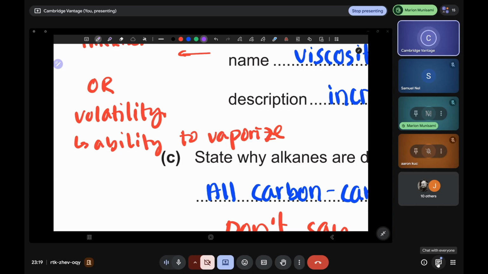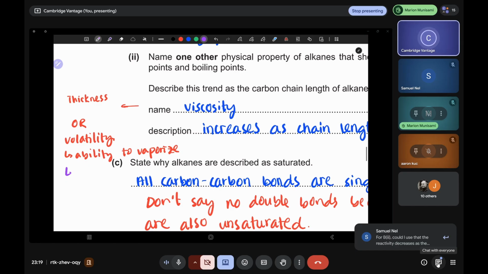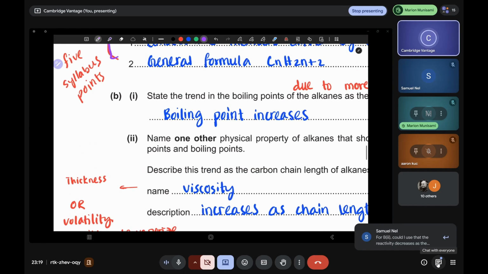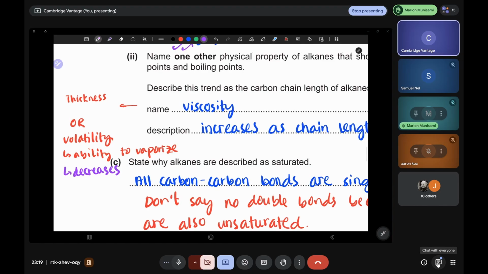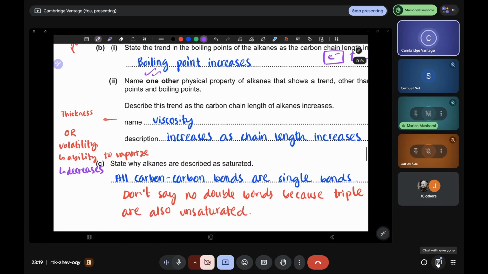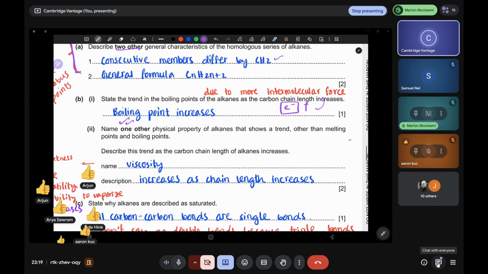And if you were to write volatility over here, you would write down that it decreases. Because remember, we said that the boiling point increases. So for volatility, we would say that it decreases. Are the two ideas clear for all students? Okay, thank you very much.